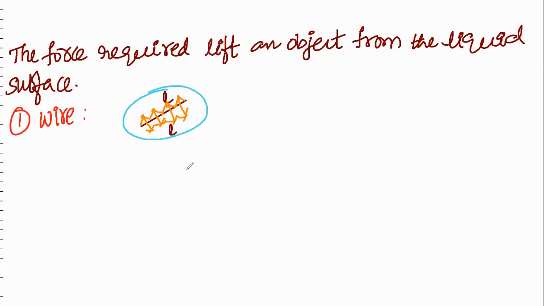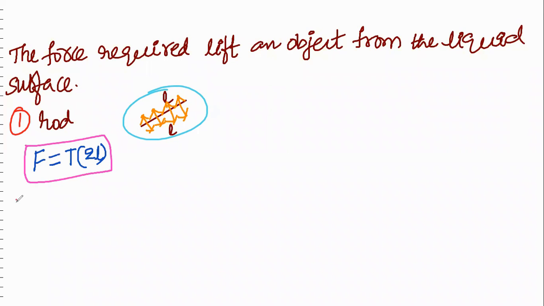Force required to separate a uniform rod of length L, if you want to lift that uniform rod from the surface of the liquid, F is equal to surface tension into 2 L, since two sides of free surface will be there. F is equal to T into 2L. This is that force. Next, circular disc.